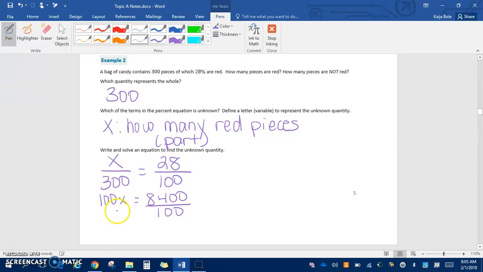Divide by 100. So we get x equals 84. So to answer the first part of the question, we can say there are 84 red pieces.